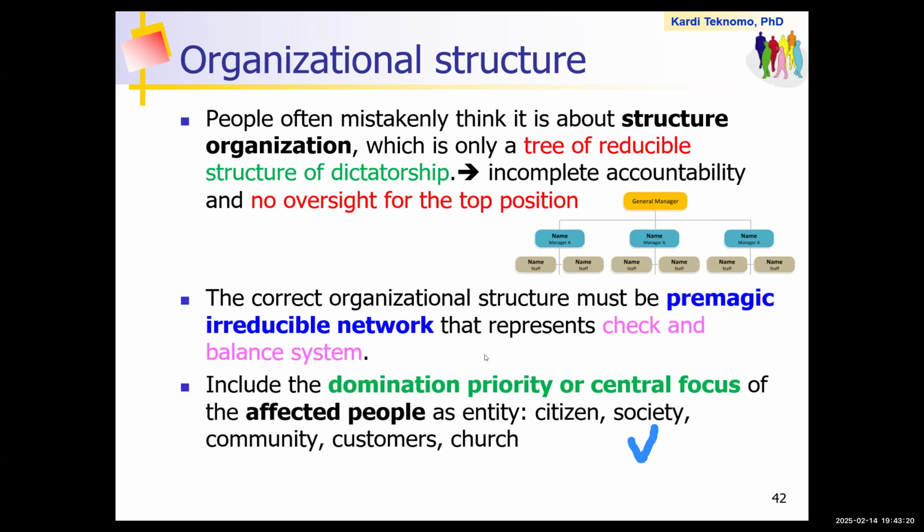So the point is this: people often mistakenly think about organizational structure like this, right? You have the general manager, the manager, and the staff, as a tree. Basically this is a tree of dictatorship. This is incomplete accountability and no oversight on the top position. There is no check and balance in this kind of organizational structure. The correct organizational structure must be IFN, a pragmatic irreducible network.